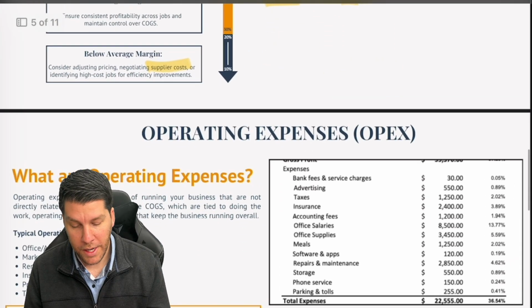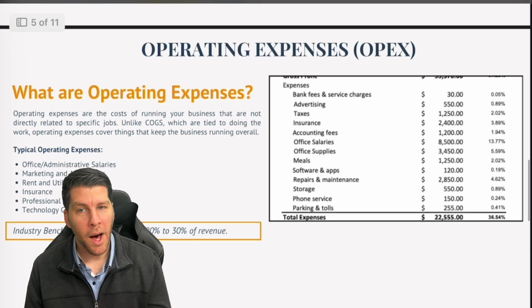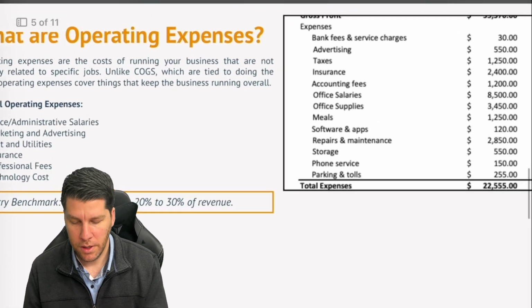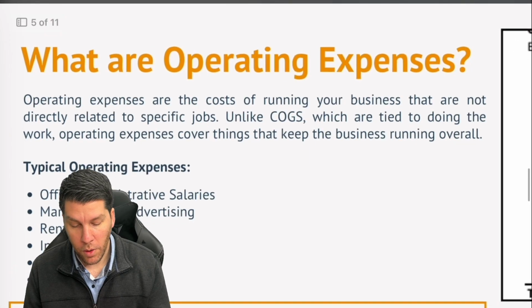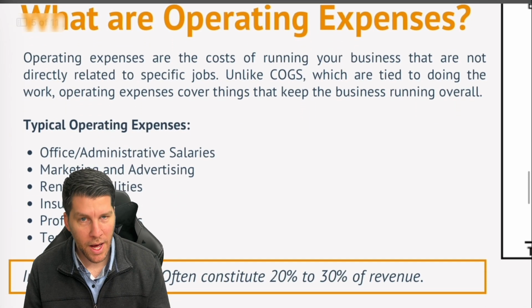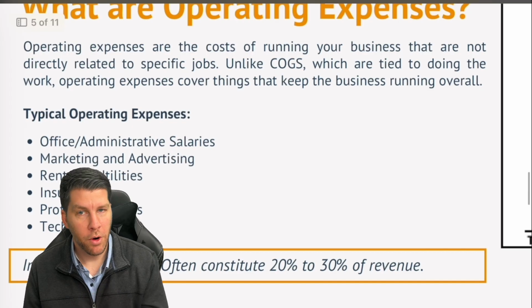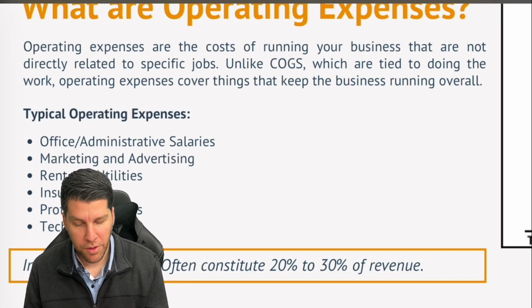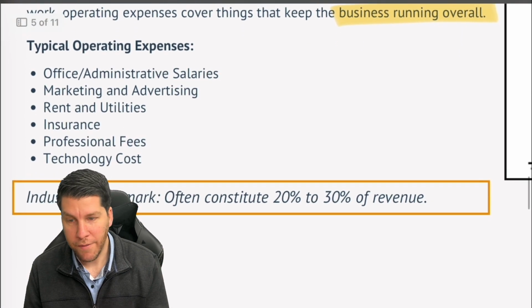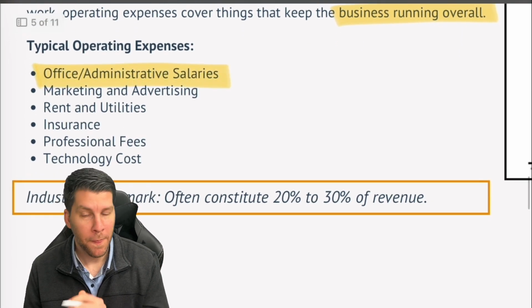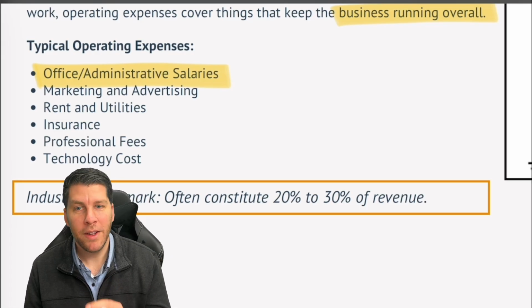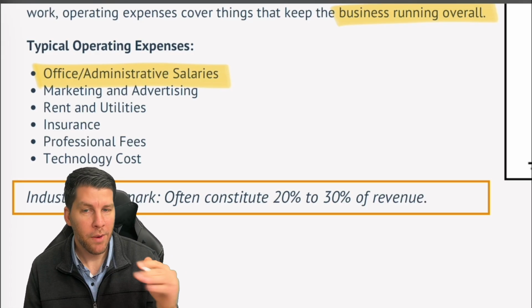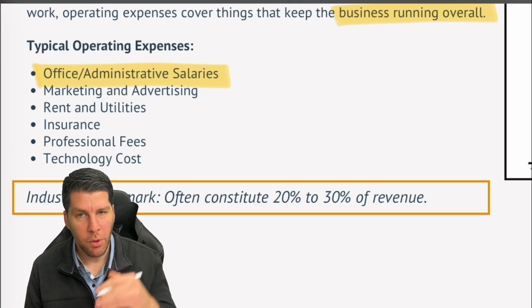So, the next section of our profit and loss is called the OpEx, or operating expenses, and there are some big distinctions here. These aren't directly tied to the work. Operating expenses cover things that involve running the business overall, such as your office and your admin. Your admin person, if you don't have enough jobs, you'll end up letting them go over time, but in general, their pay rate is going to be relatively stable as the work fluctuates.